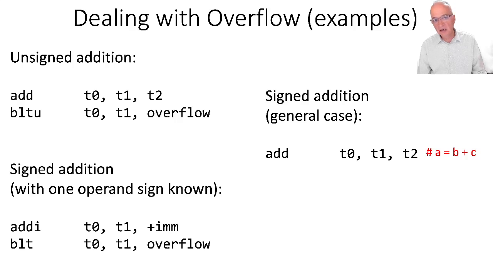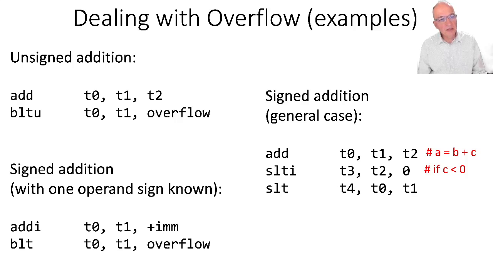So you say A is equal to B plus C. In that case, to check for overflow, first you check whether C is negative. So you set the value of T3 to 1 if the value of C is negative. So you check the value of that operand. Then you check to see whether the result that you got is less than the other operand. So you are asking whether A is less than B.